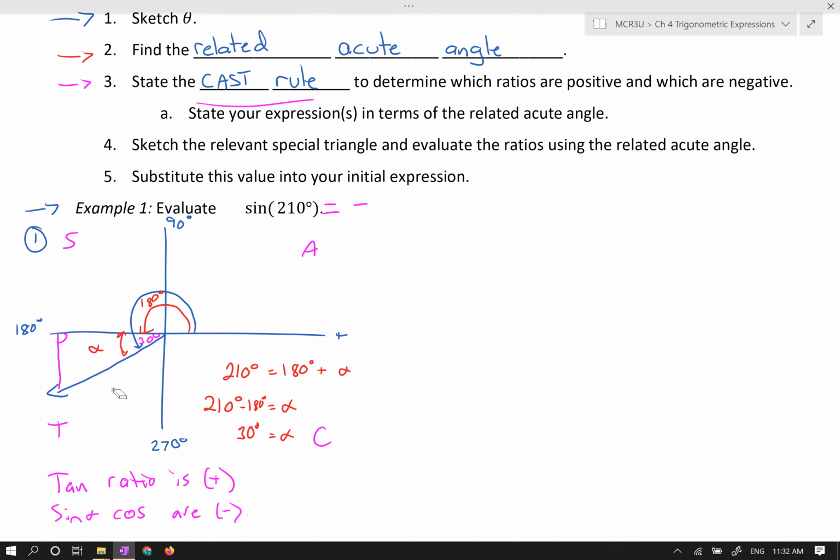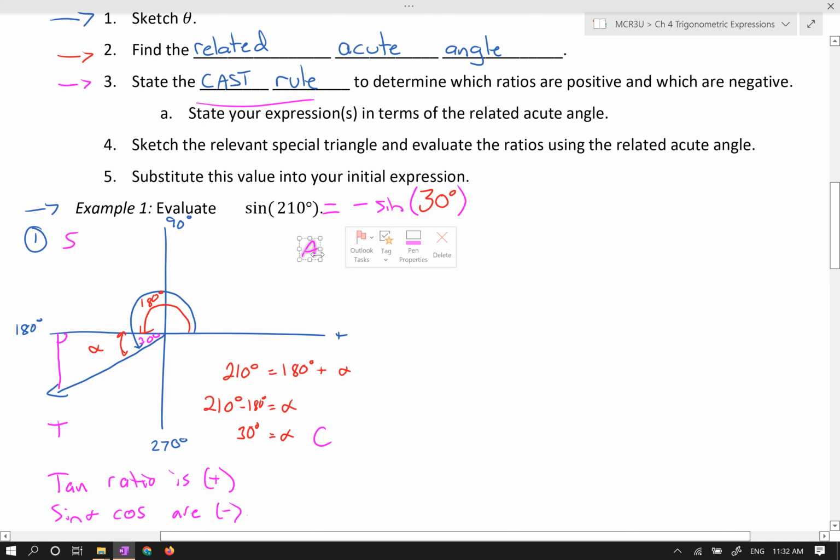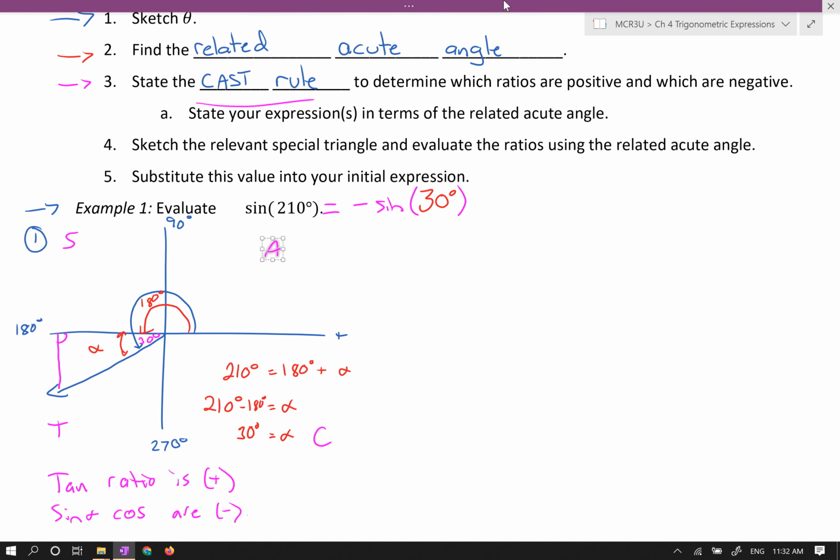So this is going to be equal to negative the sine of my related acute angle, being the 30 degrees that I already found in step 2. So I have negative the sine of 30 degrees. Will I always make this negative? No, only if my CAST rule says to. But here, I'm working with negative the sine of 30 degrees.